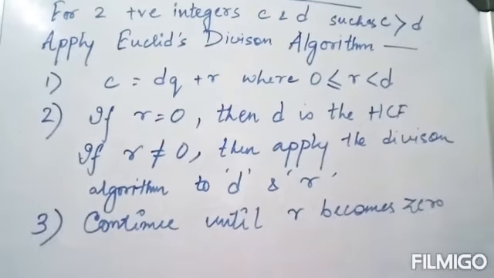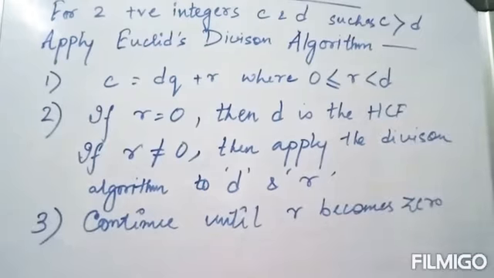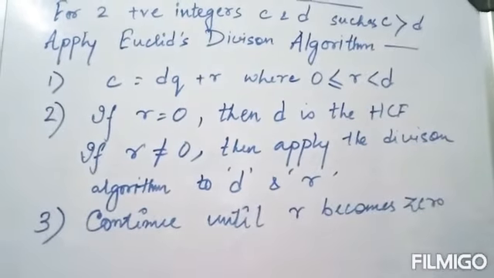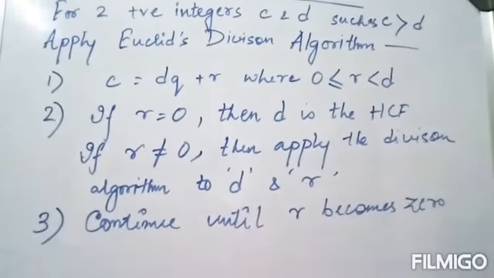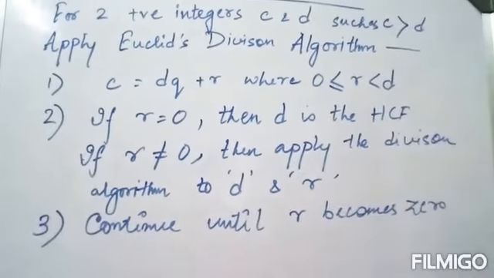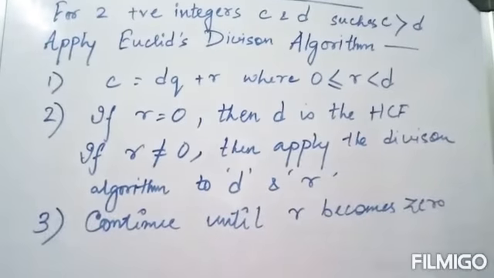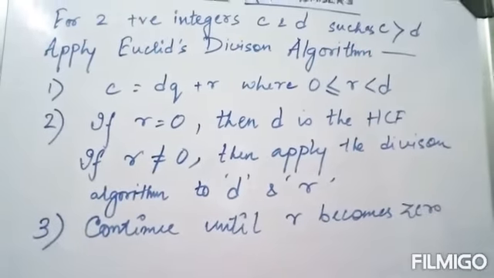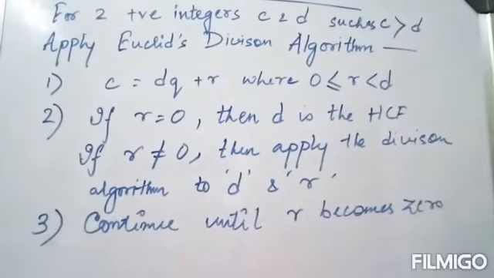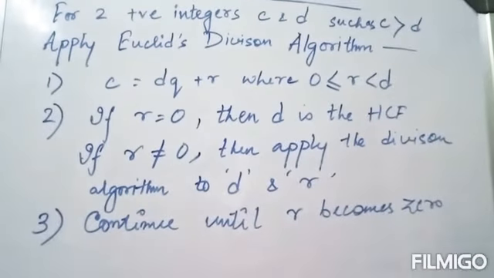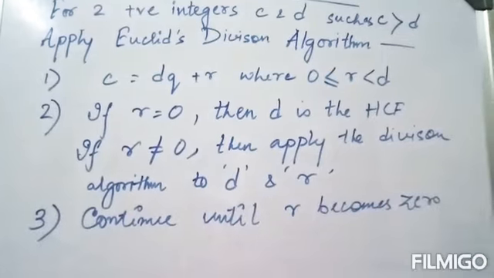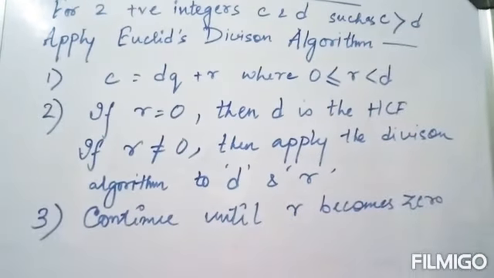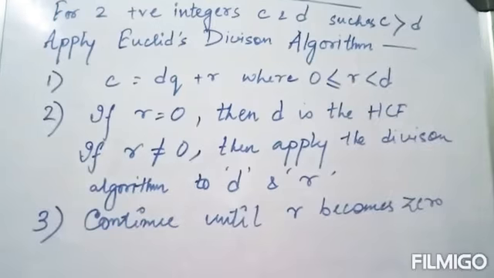If it is not so, if r is not equal to 0, then apply the division algorithm to d and r. You will forget about c, and in the same way as you did C is equal to dq plus r, in place of C you will write d, and in place of d you will write whatever value you got for r.